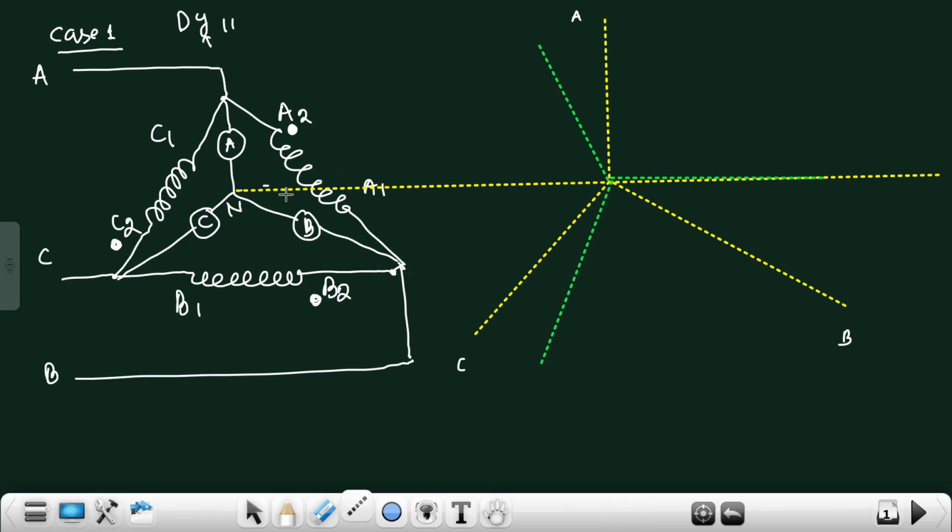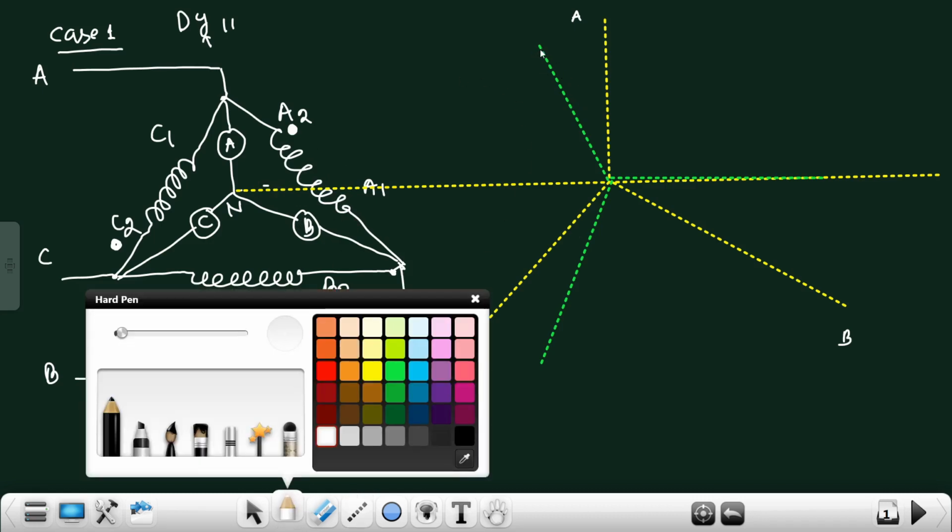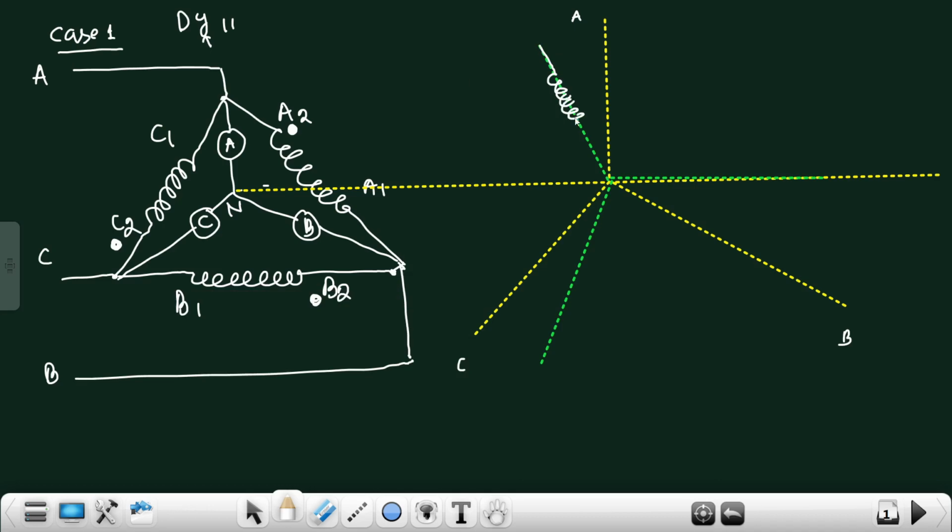It will depend upon the type of connection at the HV side of the coils A2, A1, B2, B1, and C2, C1. So here it is clear that this is A2, A1, and this coil is coupled to this phase. So this will be B2, B1, this is B1 and this is B2. This coil is coupled to this phase, so this will be C2, C1.